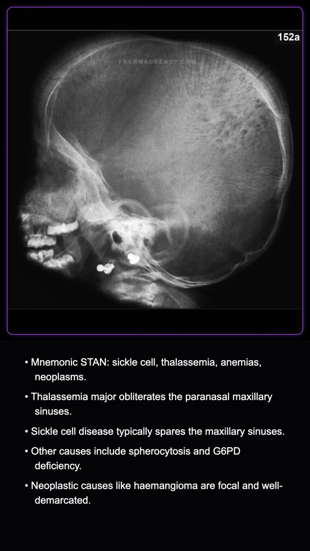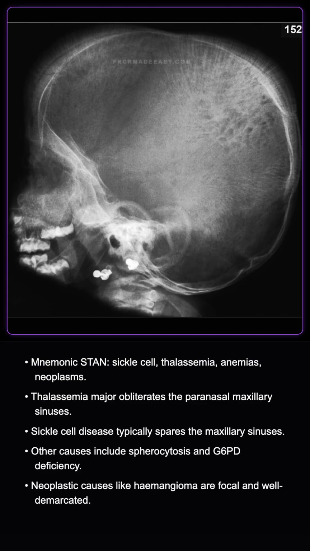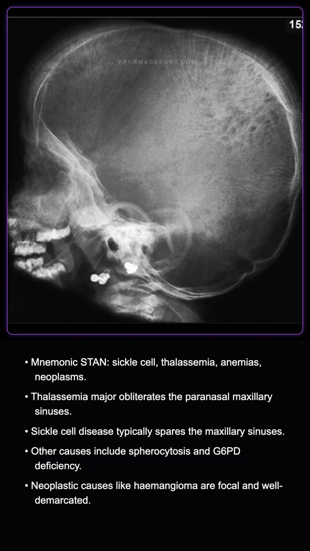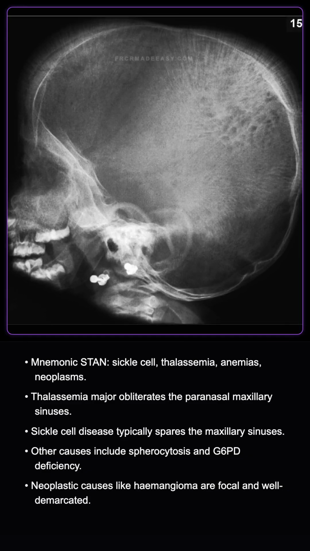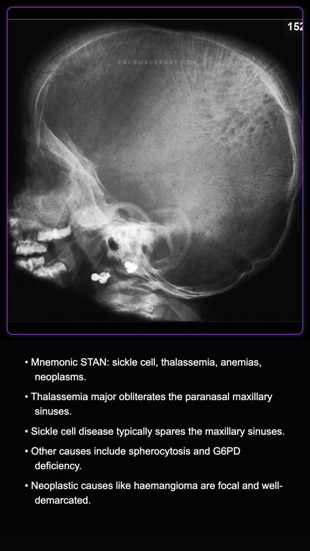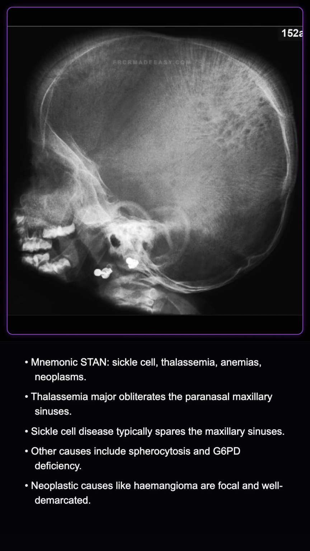To differentiate thalassemia major from sickle cell disease, we evaluate the maxillary sinuses. In thalassemia major, severe marrow hyperplasia involves the facial bones and obliterates the maxillary sinuses. In contrast, the maxillary sinuses are typically spared in sickle cell disease. Furthermore, neoplastic causes like haemangiomas are usually focal rather than diffuse.